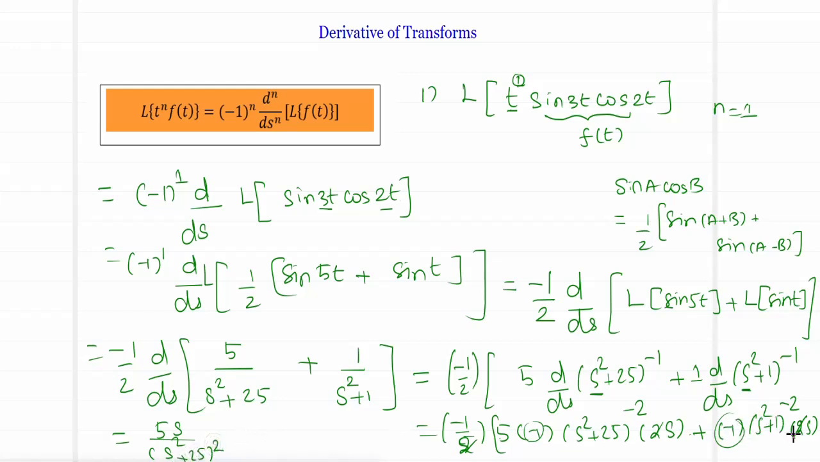What happens in the second term? I have a single s, so this becomes s divided by (s squared plus 1) whole squared. So this will be my final answer when I take the derivative with t to the power of n. Now let us try to apply it to one more problem.